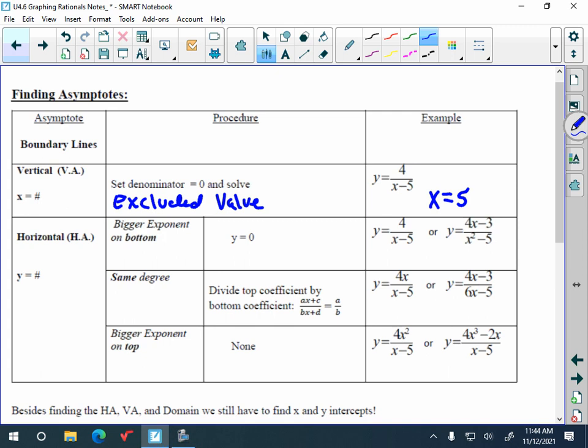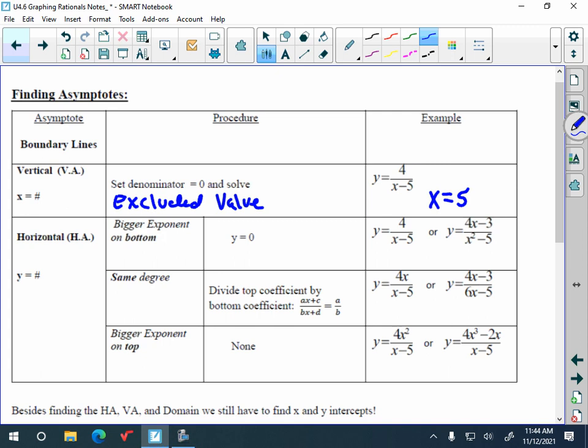All right, then the second case is when you have the same degree, same exponent on top and bottom. So here's just a general form right here. We take the coefficients in front, because this is x to the first on top, and this is x to the first on the bottom. They're the same exponent, same height. The highest on top and the highest on the bottom are the same. So all we do is take the numbers in front of the x's and write it as a fraction and simplify. So this would just be the a and b is all we're looking for.